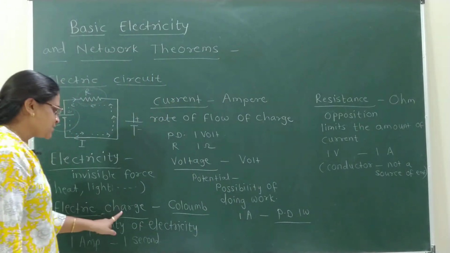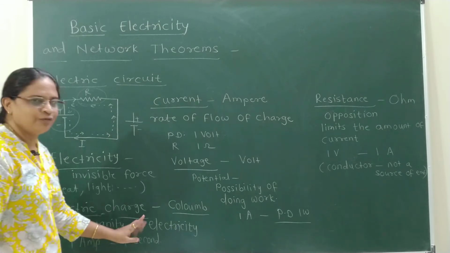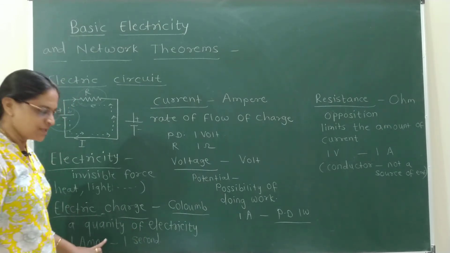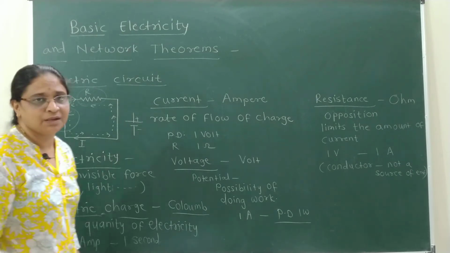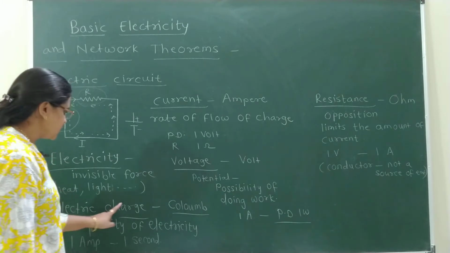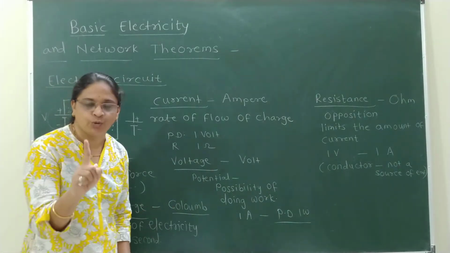So what is electric charge? It is a quantity of electricity passing in a given circuit. When 1 ampere current is maintained for 1 second, then that unit of electric charge is said to be 1 coulomb.